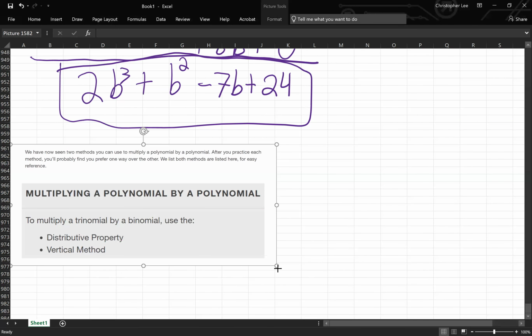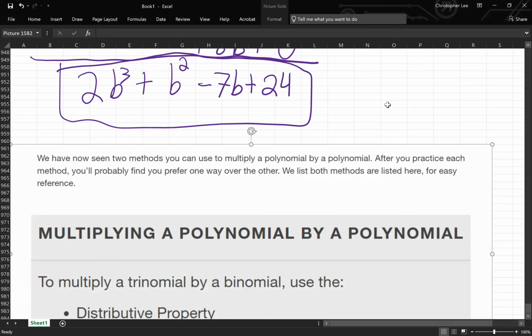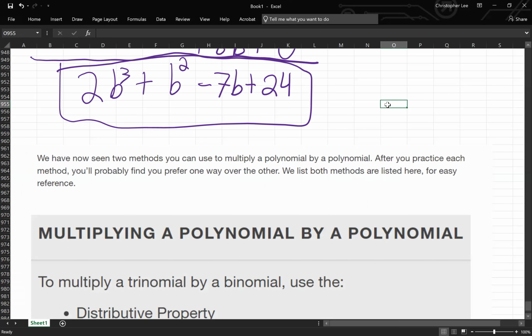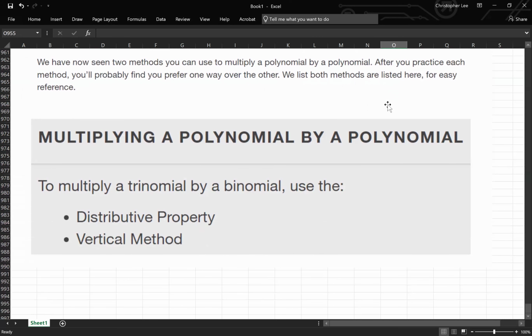All right. So we now have seen two methods that you can use to multiply a polynomial by a polynomial. After you practice each method, you'll probably find you prefer one way over the other. Both methods are listed here for easy reference. So multiplying a polynomial by a polynomial, to multiply a trinomial by a binomial, use the distributive property or the vertical method. Your choice. Okay? No pressure, your choice.